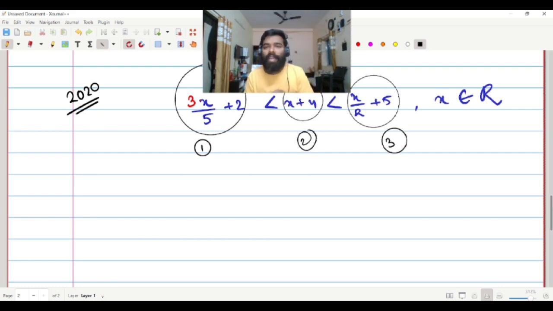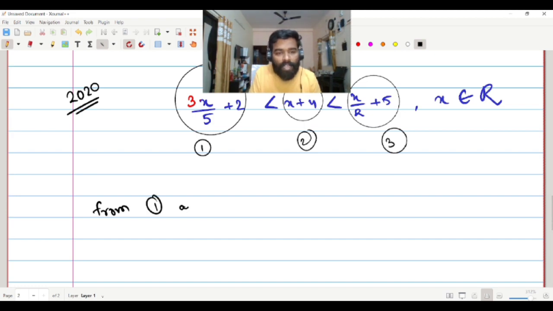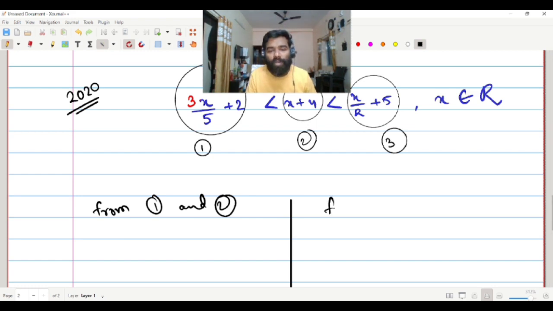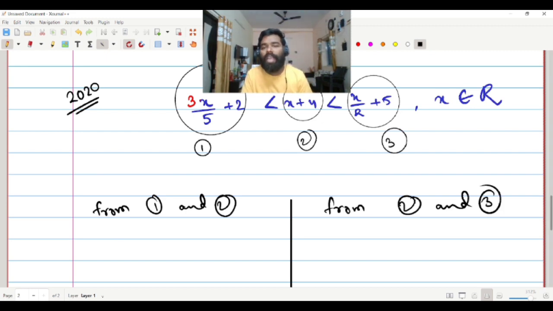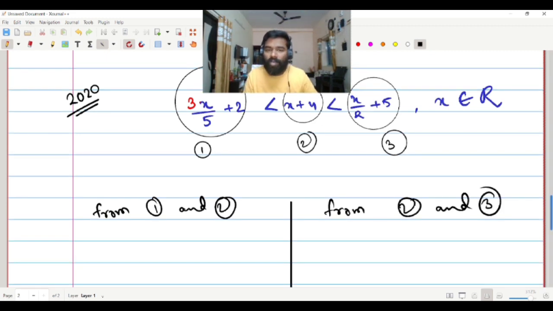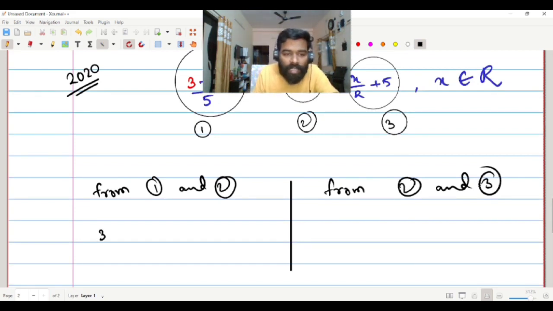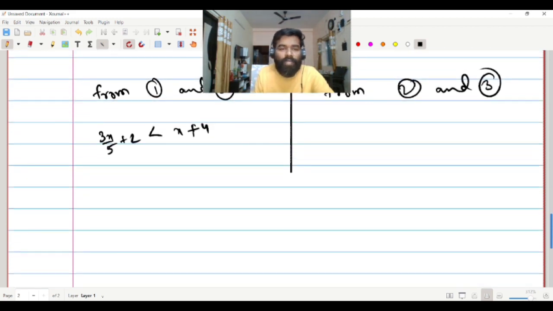So the first plan for solving this sum is we'll take 1 and 2 first, and then we'll go for 2 and 3. I'll take the first two and then the second and third one. So let me write it: 3x by 5 plus 2 is less than or equal to x plus 4. So let me solve this part.